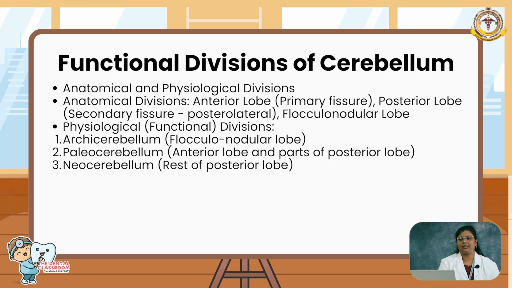It has another division that is called physiological division: vestibulocerebellum, spinocerebellum and the cerebrocerebellum. Vestibulocerebellum is also known as archicerebellum, and spinocerebellum is also known as paleocerebellum. Vestibulocerebellum includes the flocculonodular lobe and a few parts of the central median lobe. Then paleocerebellum includes the anterior lobe and a few parts of the posterior lobe. And finally the neocerebellum, also known as cerebrocerebellum, has the rest of the posterior lobe and the lateral hemisphere.